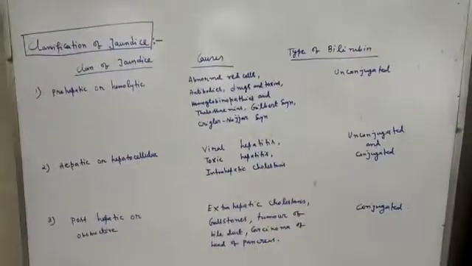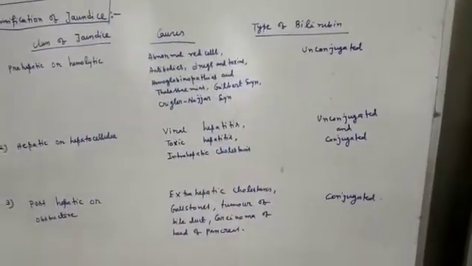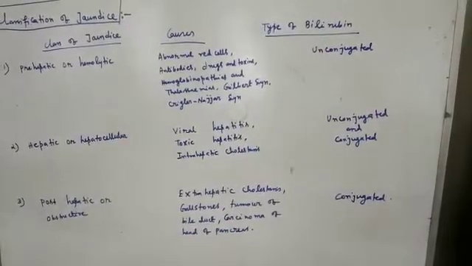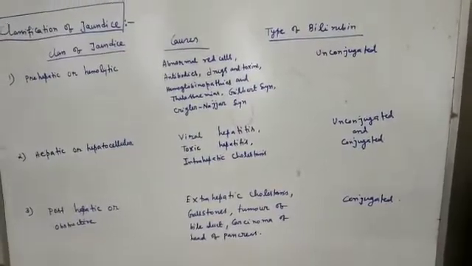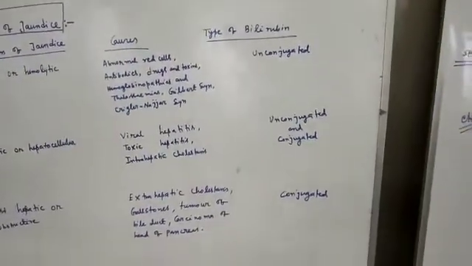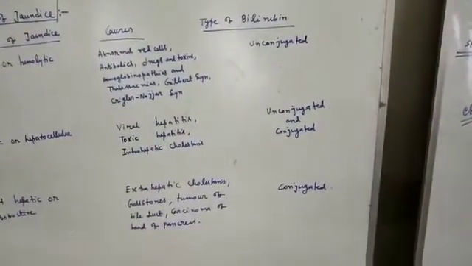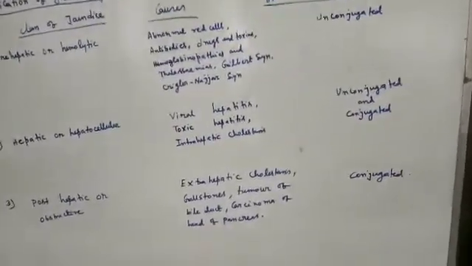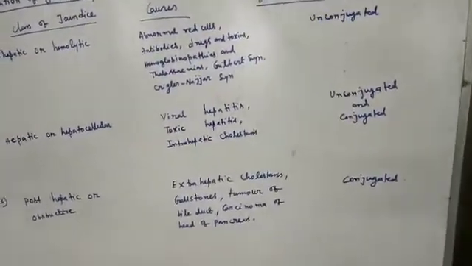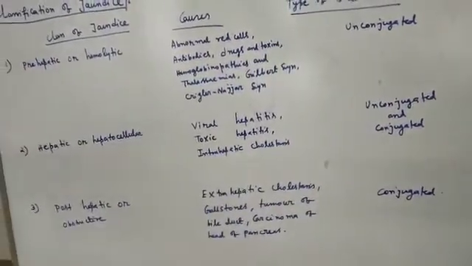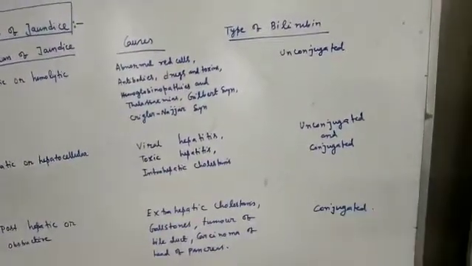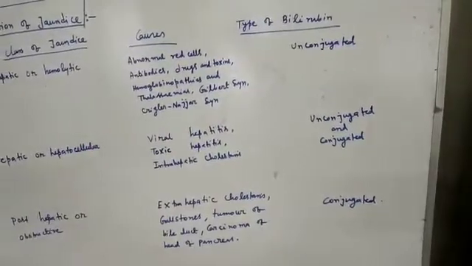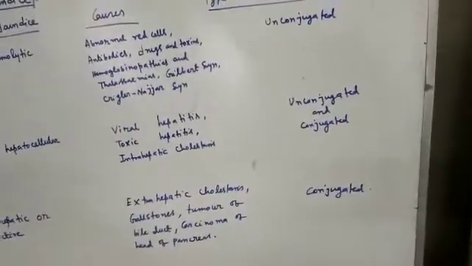The last one is post-hepatic or obstructive jaundice. From the name, it is clear the problem lies beyond the liver. Post-hepatic or obstructive means any obstruction in the drainage or excretion of bile. So, common causes of post-hepatic jaundice are extrahepatic cholestasis, gallbladder stones or gallstones, tumor of the bile duct, carcinoma of the head of the pancreas, any lymph node enlargement in porta hepatis, and the characteristic type of bilirubin increased in this type of jaundice is conjugated bilirubin.